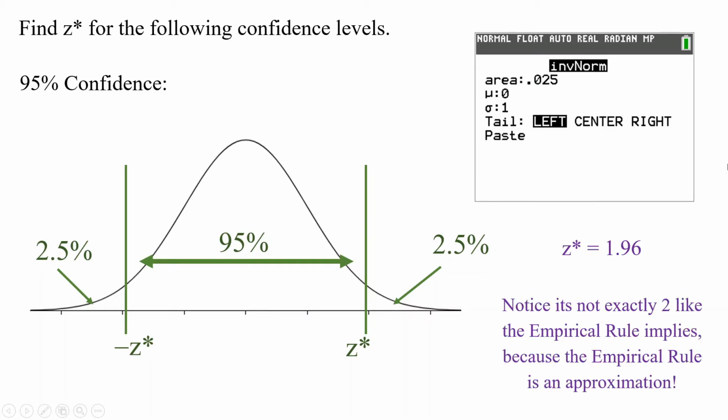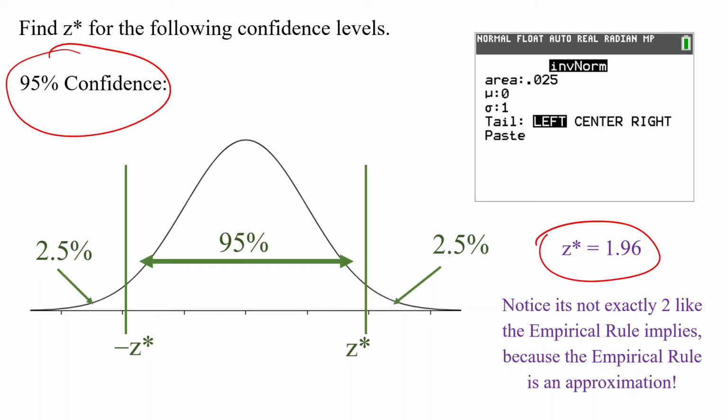Okay. So not exactly 2 like the empirical rule will tell us, because of course the empirical rule is an approximation, but we want to use that Z star value of 1.96. When we're making margin of errors and confidence intervals, this is usually the most common level of confidence we see. We'll see various degrees of confidence, but this is probably the most common that you will see.